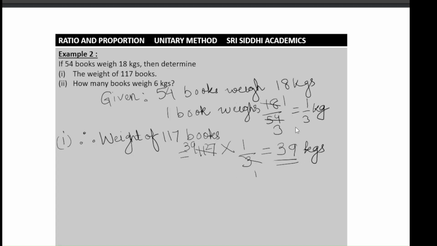So you see a direct proportion. When the books are more, the weight is also more. When the books are less, the weight is less. You can find a direct proportion here.